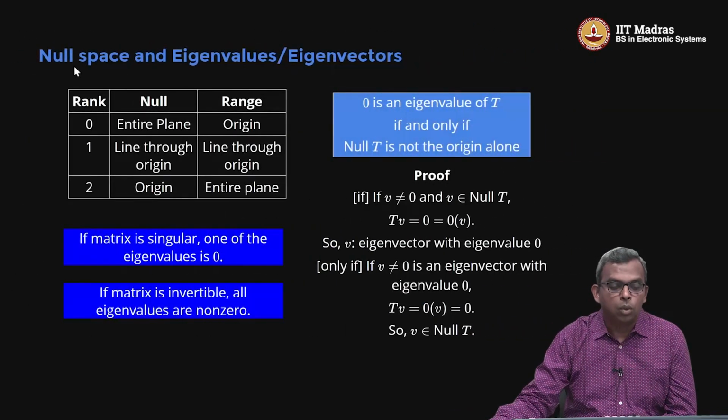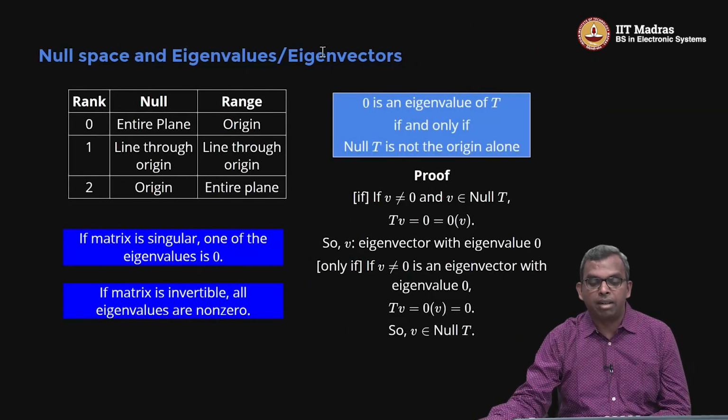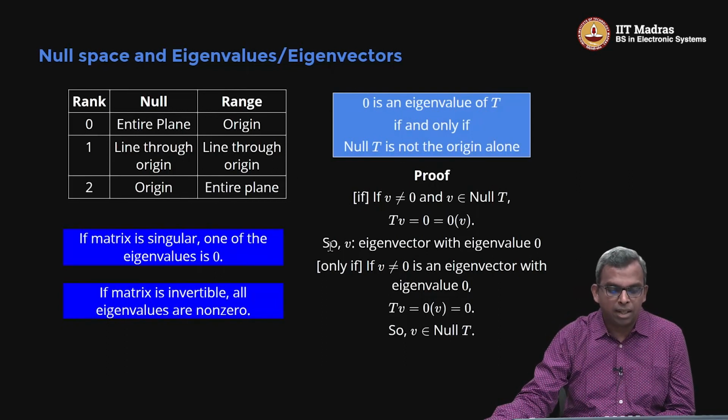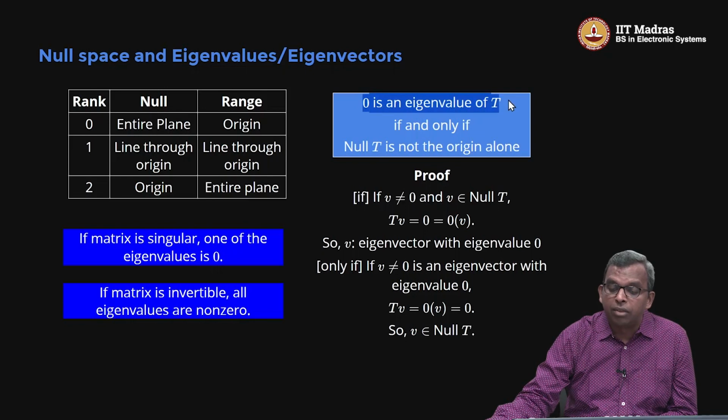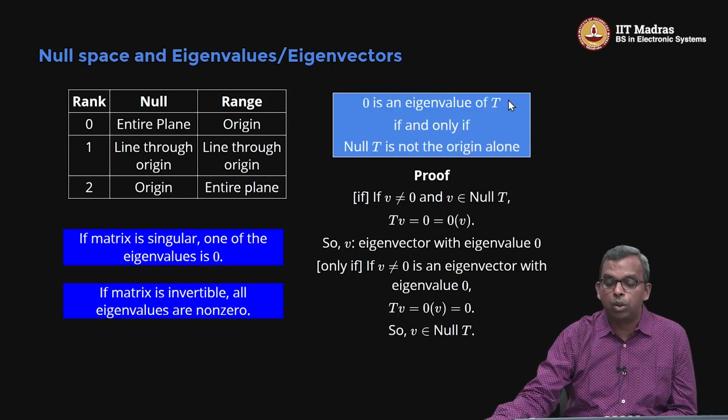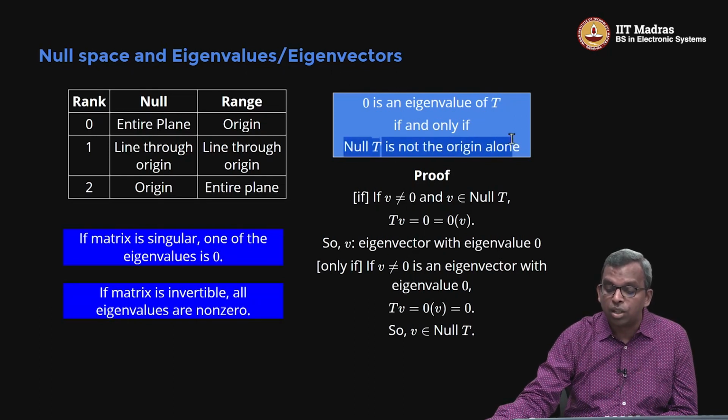Okay. Now, it turns out null space and eigenvalues, eigenvectors are also connected. So, all of it is here, you can see that. So, first of all, what do I know for an operator T from R2 to R2? Rank and null and range are connected like this, right? This is a standard property, we have seen it multiple times. So, what happens is 0 is an eigenvalue of T. When is 0 an eigenvalue of T? 0 is an eigenvalue if and only if null T is not the origin alone.